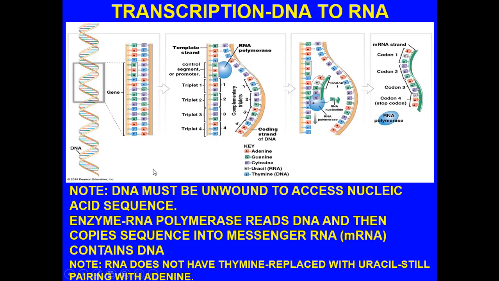Now, we talked a few minutes ago about transcription from DNA to RNA. As I said, you have to have certain enzymes that play a role in doing certain functions. First, the DNA has to be unwound to access the nucleic acid sequence. Remember how it's the double helix? And so if you even straightened it out, you have 2 strands here. And remember, there are hydrogen bonds in between each of these nucleotides, okay? The enzyme RNA polymerase reads the DNA here and then copies that sequence into messenger RNA, okay?